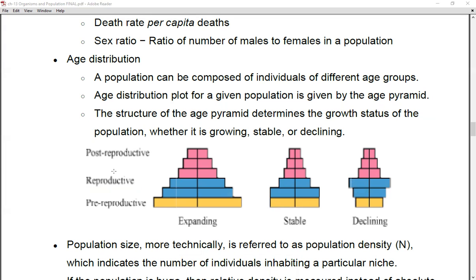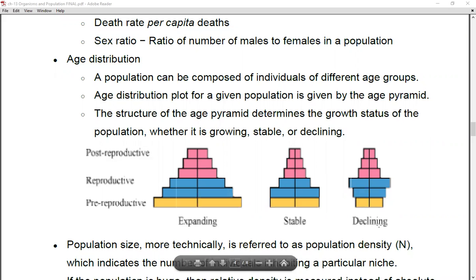The third is the post-reproductive, that is, the different age group, right? In that, the pink colored one you can see over here, the number is comparatively more, that is, they are particularly expanding, right? When it is stable, at that time it is neither expanding nor declining, that is, it is neither increasing nor decreasing. But when we are talking about the declining, it is also going to be just the same as the stable, right?